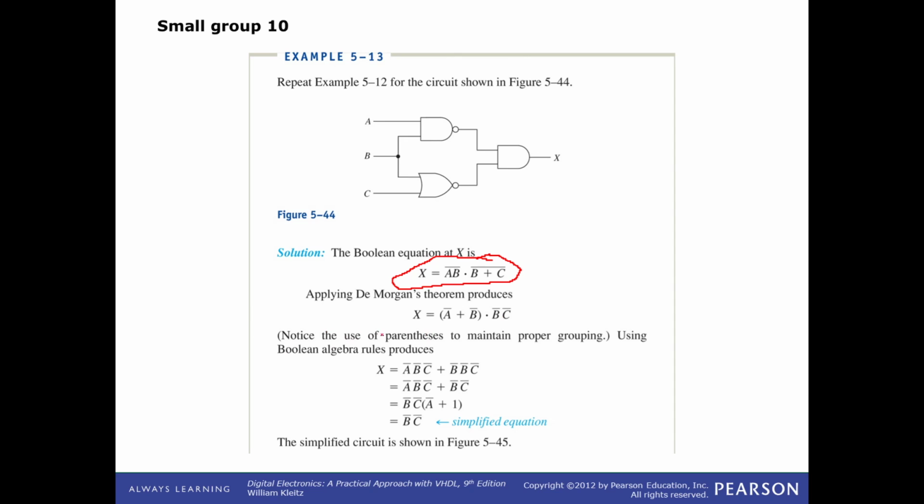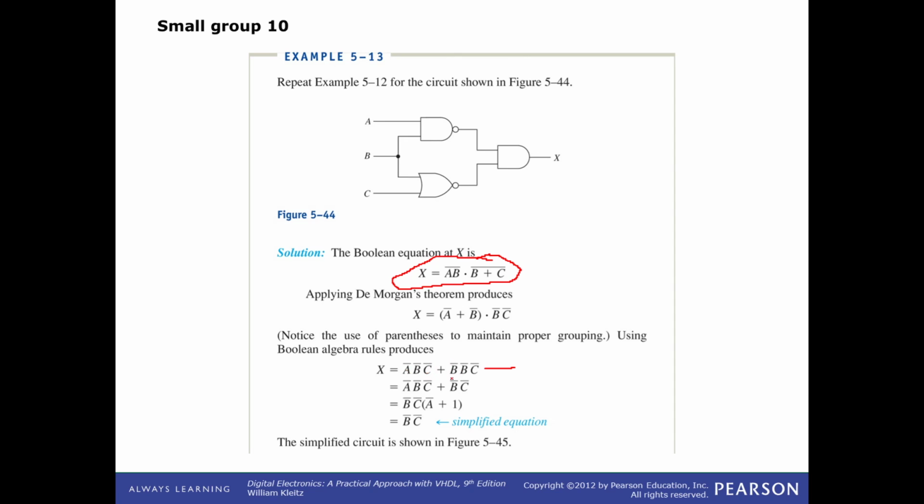And then also note the use of parentheses to maintain proper grouping. It's helpful to keep the parentheses there so you can see what can be distributed. If there is something that can be distributed, which of course there is, we can distribute the not B, not C to not A ORed with not B. And when we do that, we get to this first step here after we distribute.